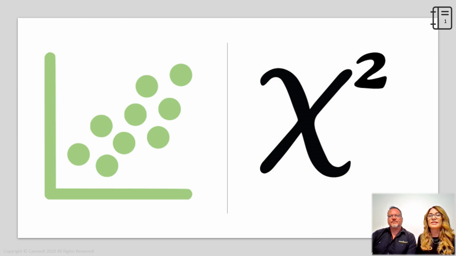The first is the scatter plot. The scatter plot shows the relationship or correlation between a continuous or numerical y and a continuous or numerical x. The second tool is the chi-square test, and this test requires a discrete y and a discrete x to determine whether the difference that we're seeing is significant.